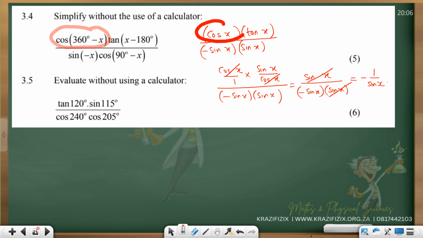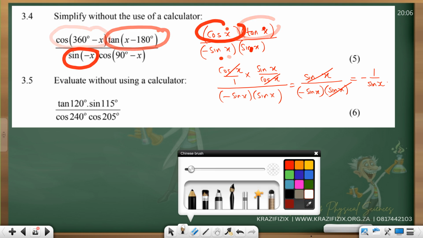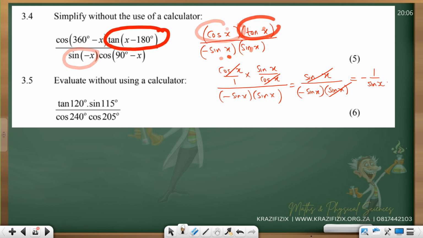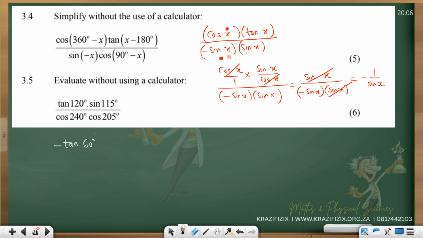That is this. I taught you how to get that. This, I taught you all. So already here, 1, 2, 3, 4. I'm getting marks. The last one, and you let me know if there's anything you need. Tan 120. If you reduce that, what do you get? Negative tan 60. Which is a special angle.